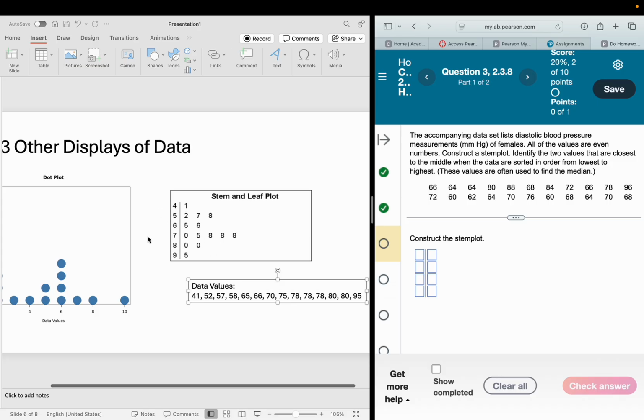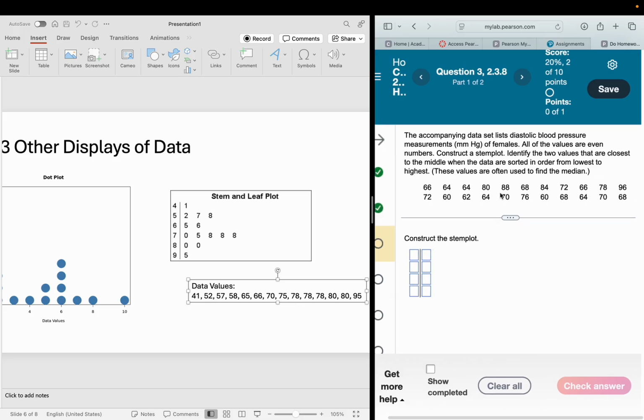There's still a way of doing that with a stem and leaf plot, but now what we're getting is a condensed way of writing 78 three times. It's just 7 on the stem and then 3 eights. But notice it's going from least to greatest order. It's still ordered. So 41, then 52, then 57, then 58, and so on and so forth. And so for this one, they want you to construct the stem and leaf plot.